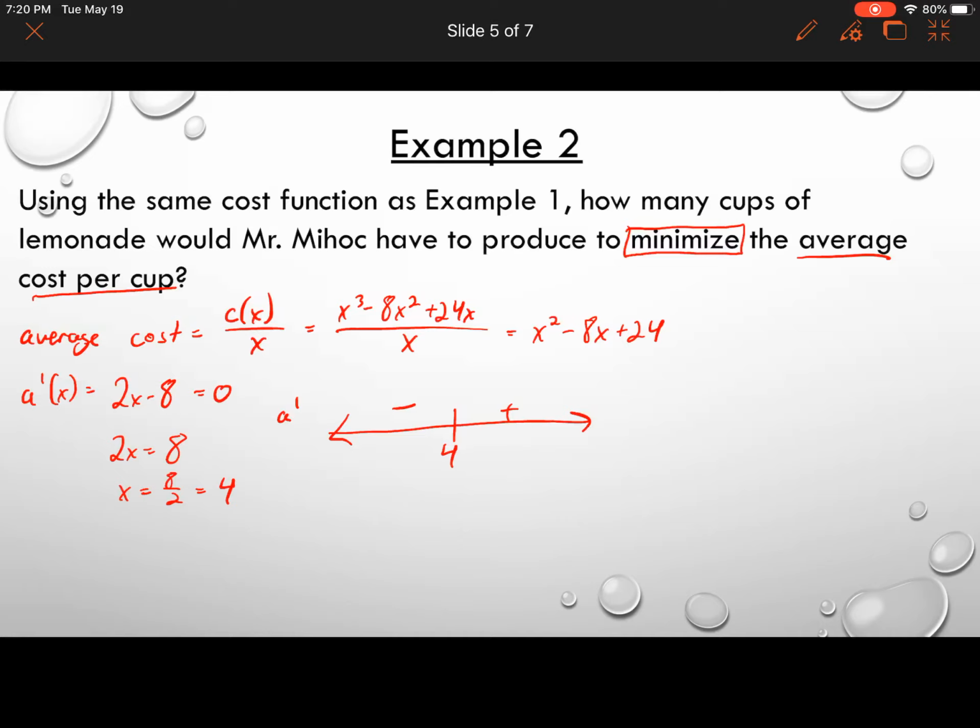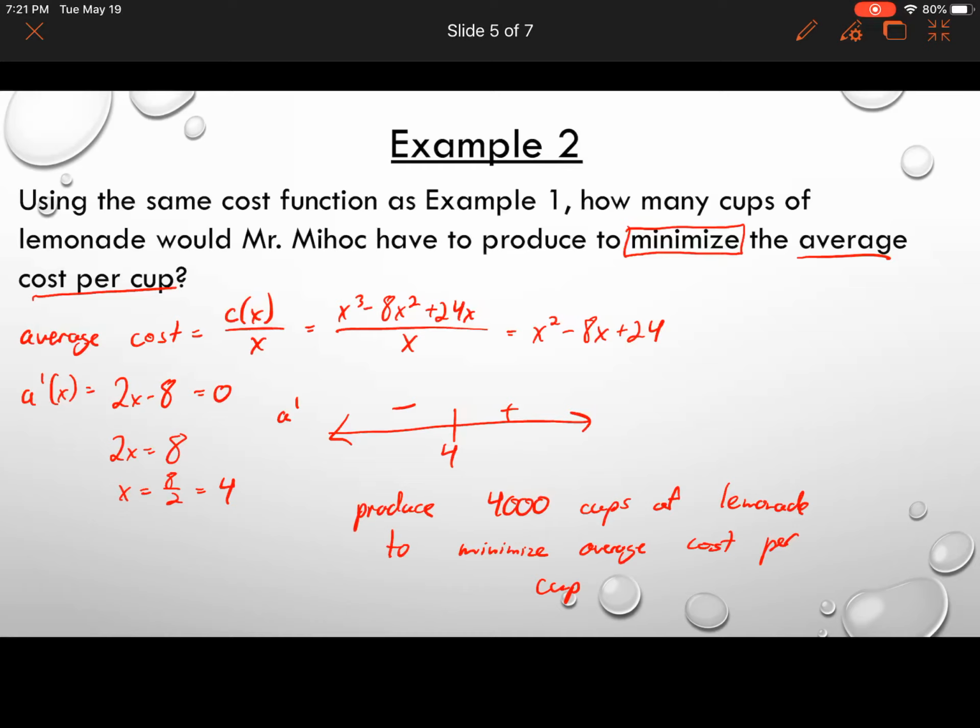So, produce 4,000, because remember, X is in thousands of cups of lemonade. So produce 4,000 cups of lemonade to minimize average cost per cup.